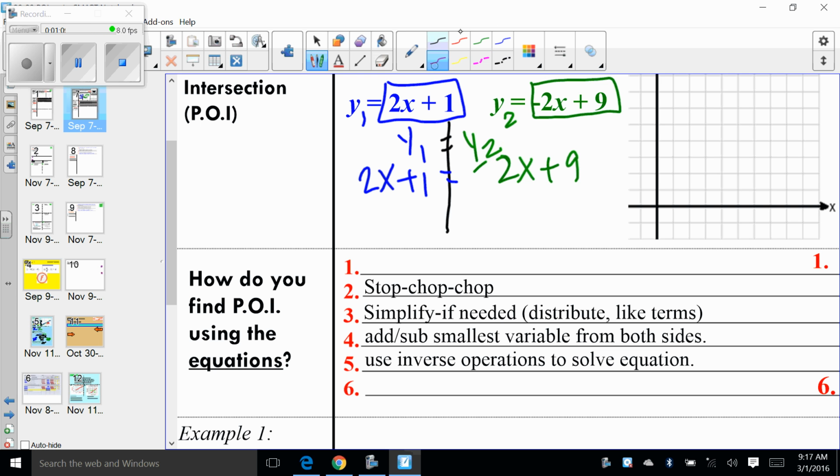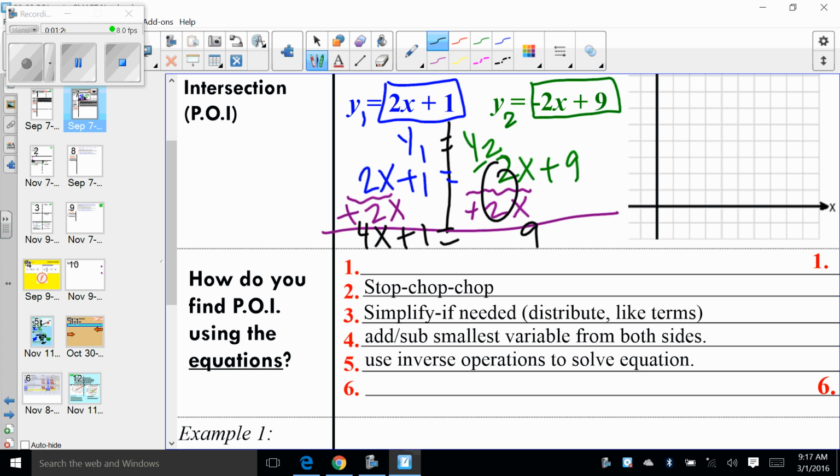Smallest variable goes. My smallest variable right now is this negative 2x. My choices are positive 2x or negative 2x. Negative 2x is the smallest. I'm going to do the opposite sign, which is to add 2x, copy, paste. Working left to right, we get 4x plus 1 equals 9.